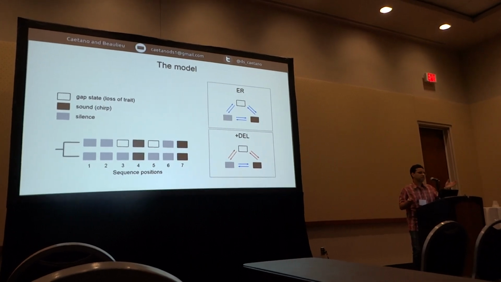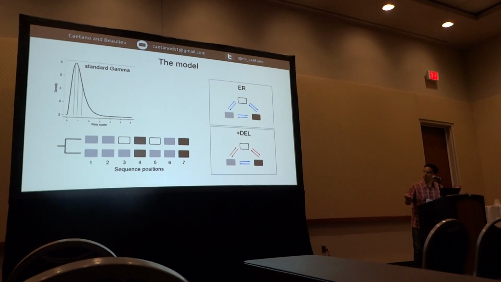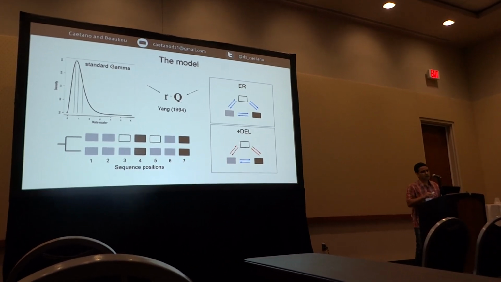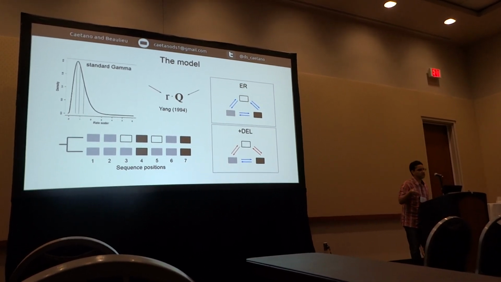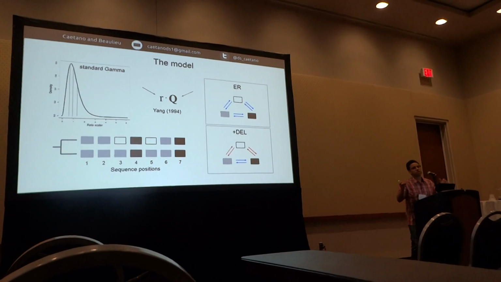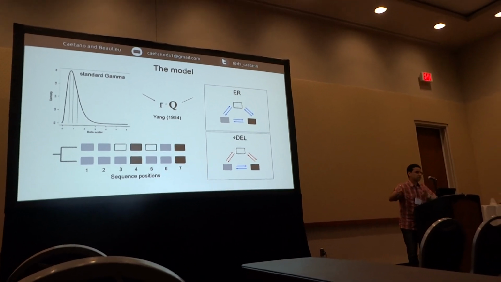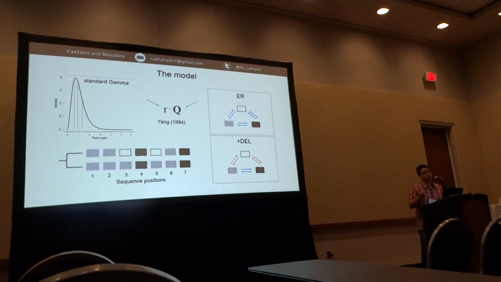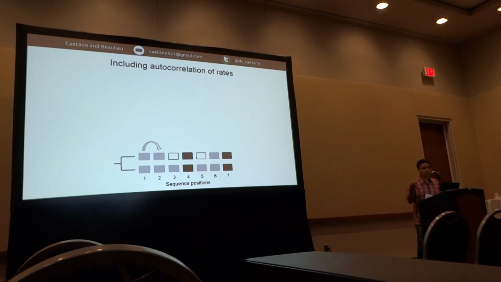But one of the questions is how these rates vary along the sequence, and to deal with that, we are just using the same approach that we use for molecular sequences, which is to use independent gamma distributed rates varying along the sequence, right? So this is the same as the plus G, like GTR plus G, this is the gamma. But we need to incorporate autocorrelation between the sequences, so how do we deal with that?